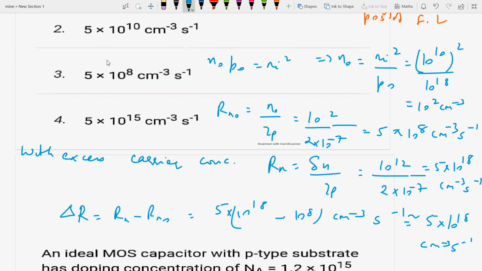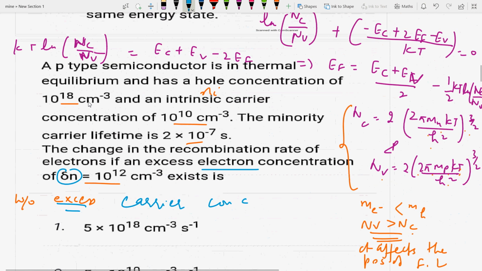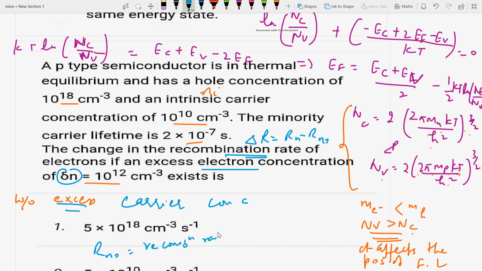So the answer comes out to be the third option, because you should know what R and n0 are. You should be knowing what it is asking, change in the recombination rate. That means the change in the recombination rate is delta R, and this is equal to Rn minus Rn0. Rn0 is the recombination rate of electrons, and this is equal to n0 upon tau n0. This is the formula. n0 means carrier concentration of electrons by minority carrier lifetime.